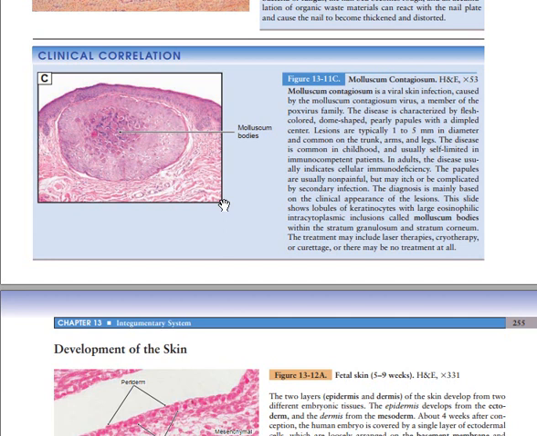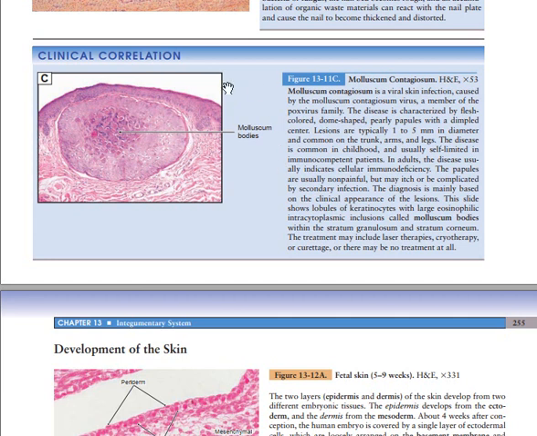So now clinical correlation of nail is molluscum contagiosum. It's a viral skin infection caused by molluscum contagiosum virus and a member of pox virus family. Disease is characterized by dome-shaped pearly papules, dimple center. Is it clear? Now on the histologic section of molluscum contagiosum, you are going to visualize molluscum bodies.